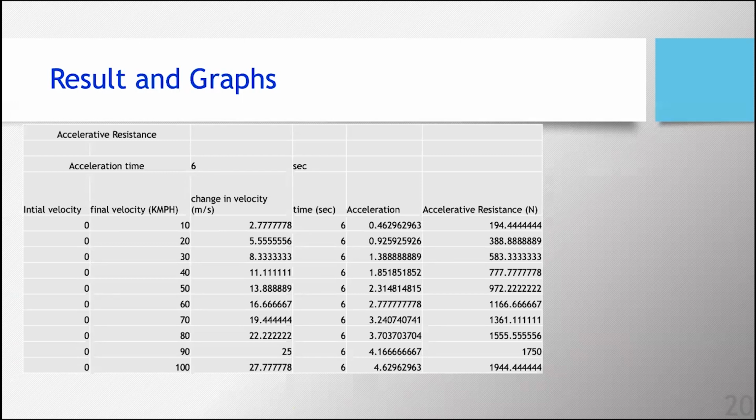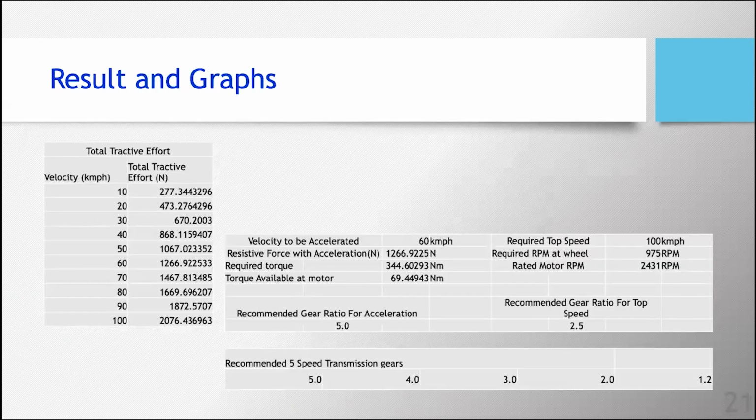And we have taken initial to final velocity, which we need to attain under 6 seconds. Here we have calculated for various speeds, and we are taking the maximum speed that we can achieve under 6 seconds with a suitable gear ratio and not giving up on the top speeds. And the total tractive effort, which includes the accelerative resistance, is given with respect to the velocities at which the car is moving.